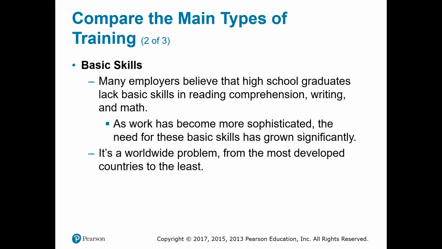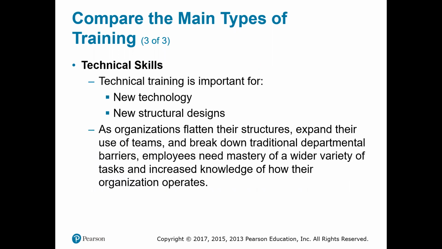Say reading comprehension, writing skills, math skills. I mean, nobody's perfect on all of those. We can continue to work on them and become better and even better. Technical skills, new technology, structural designs. Suppose you're a punch press operator in a manufacturing company. You're a welder. You're somebody who operates the lathe machine. So you could be having very specific skills that you require in terms of technical skills.